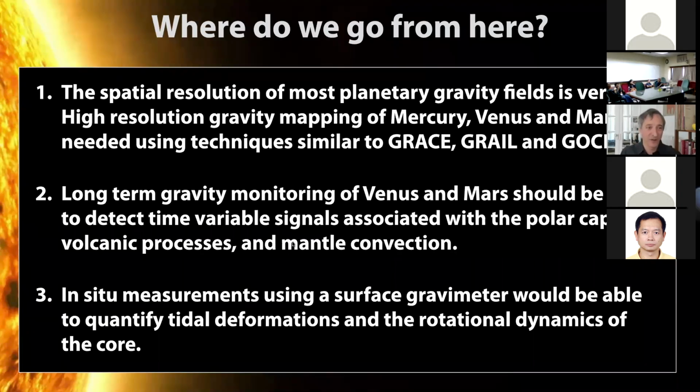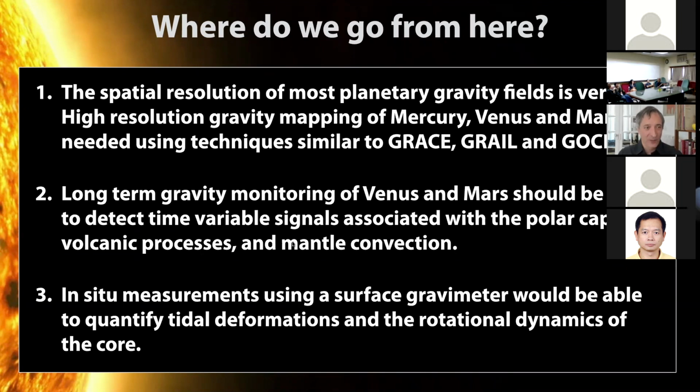Okay, so this is my last slide. So the question is, GRAIL was a very great mission for the Moon, and it's unlikely that we're ever going to have another gravity mapping mission from orbit to the Moon because the GRAIL data are just so great. So where do we go from here?